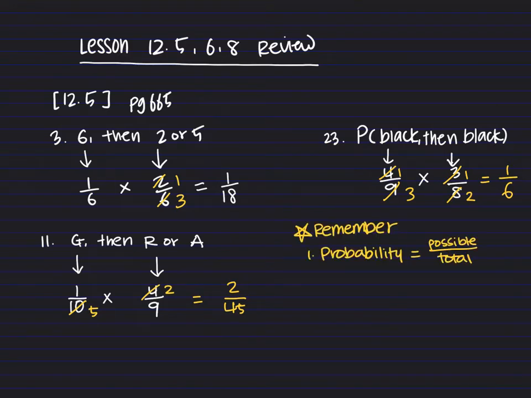There are a couple of things to remember. First, when you are showing the possible answers over the total, probability is going to be a fraction answer. Second, when you have 2 different events or 3 different events, depending on the number of events that are going to happen, you're going to multiply each of those probabilities and then find the final answer.